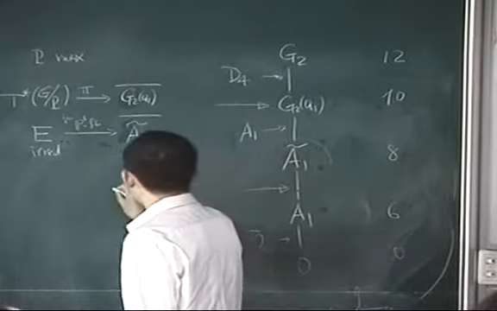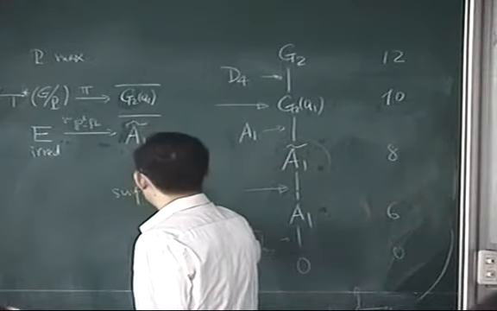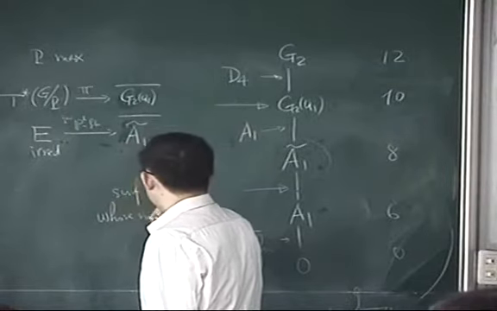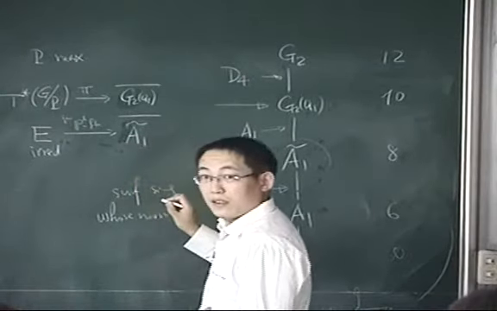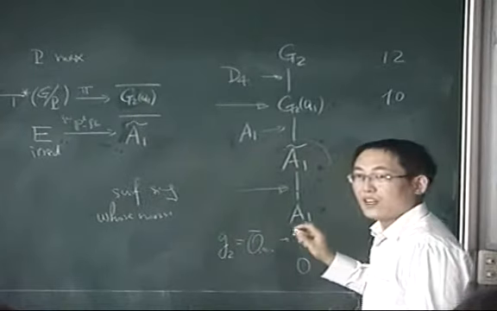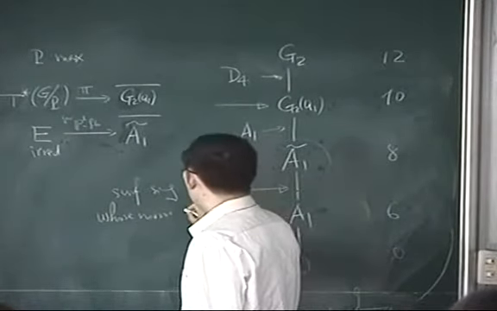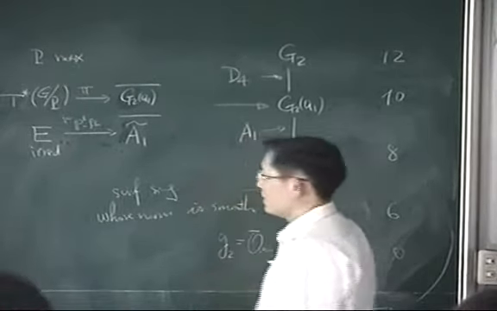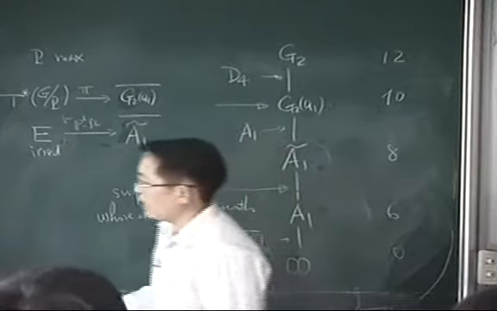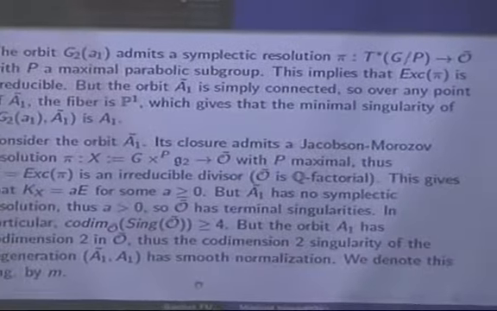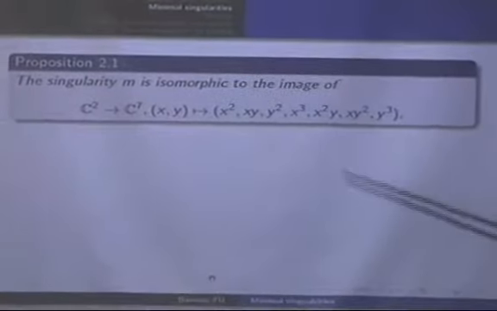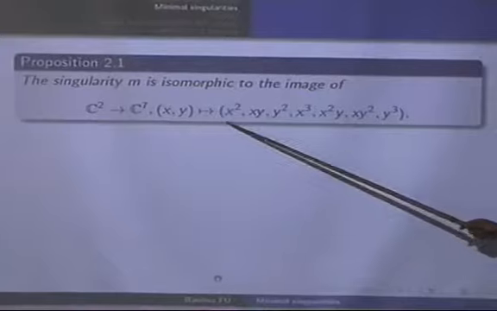So this is the surface singularity, but whose normalization is smooth. So this is the pinched section. This is the pinched section, whose normalization is smooth. So this singularity, we will denote this by M. In fact, for this singularity, we can study furthermore. We can show this singularity is asymptotic to the image of this one.